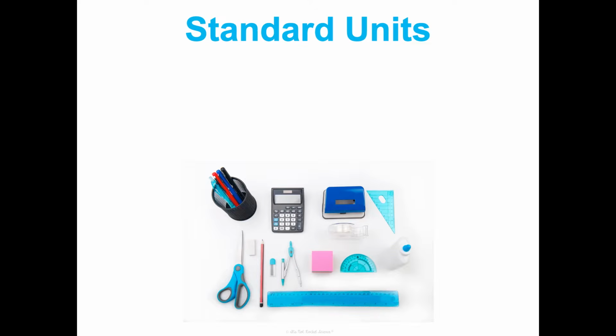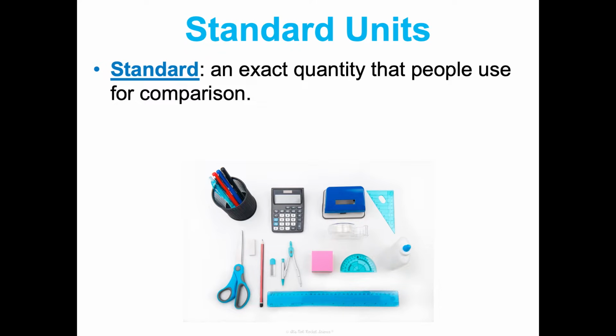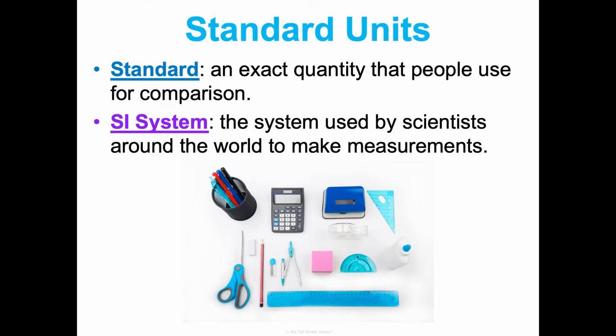Now let's talk about standard units. There are a variety of units we can use to represent our measurements, but standard units are really, really helpful. So a standard is just an exact quantity that people are going to use for comparison. And the SI system specifically is a system used by scientists around the world internationally to make measurements. So basically, we had a bunch of scientists sit down and decide these are the measurements that we're going to use, so that if we're sharing data with each other, it's a lot easier to do that because our measurements are written in the same units.